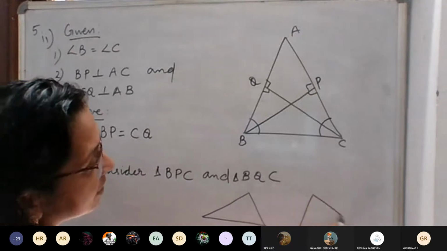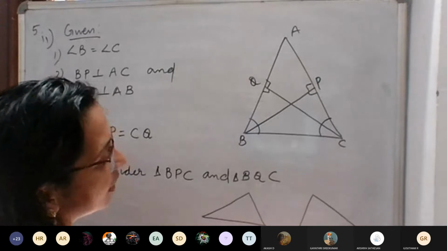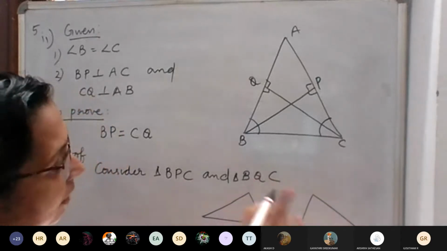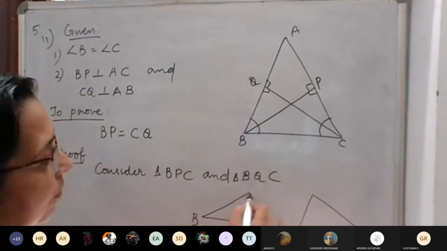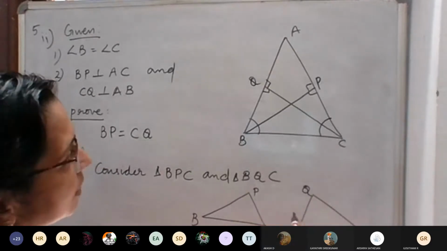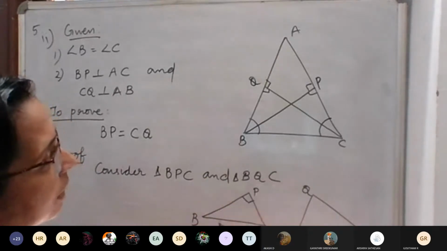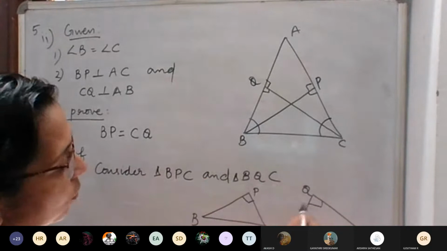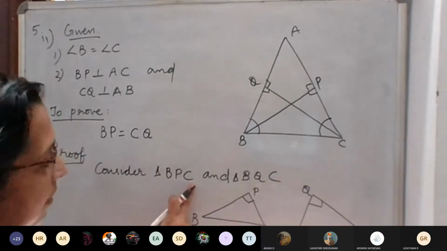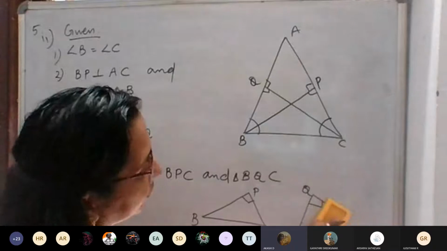This is needed for next year: how to write this in the proper way. Otherwise, you won't get the answer in similarity. That is why you should practice from 9th onwards. BPC: B, then P, then C. This is BQC. Here P is the perpendicular line, and here Q. So how can we write it, taking BPC? Then B, Q.